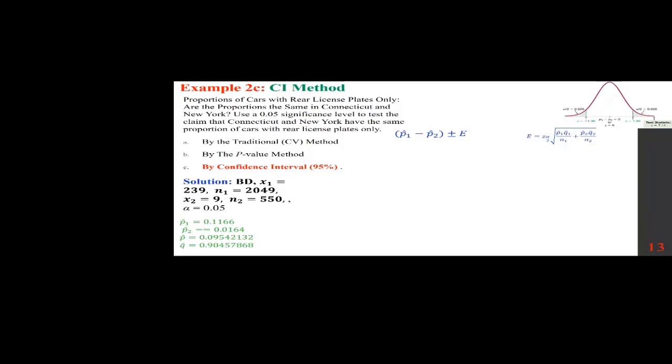And now we need to calculate the confidence interval. To do that, here are the formulas. We have P1 hat minus P2 hat plus or minus E. E is Z alpha over 2 times the square root of P1 hat Q1 hat over N1 plus P2 hat Q2 hat over N2.